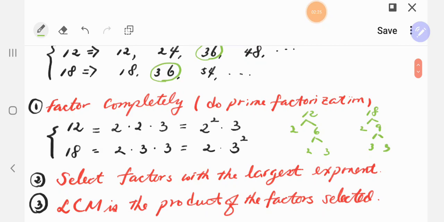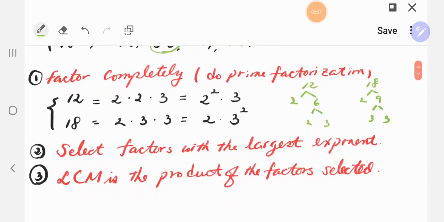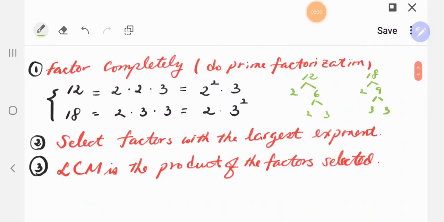So first of all, we have to factor completely into the prime factorization. The second step is to select, from this prime factorization, all the factors which have the largest exponent. The factor 2 has exponent 2 in one and exponent 1 in the other, so we select 2 squared. For 3, one has 3 and the other has 3 squared, so we select 3 squared. So we selected the factors with the largest exponents.